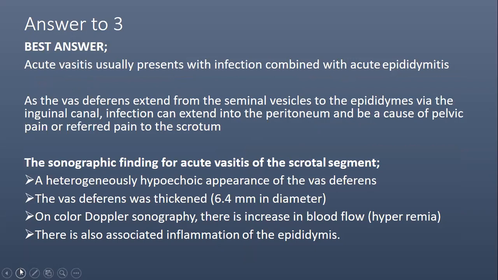Just like I told you, orchitis is rare alone. It will be combined with epididymitis. So the same with vasitis. It will be combined with acute epididymitis. However, it's an inflammation of the vas deferens. Usually this infection spreads in the pelvic organs.